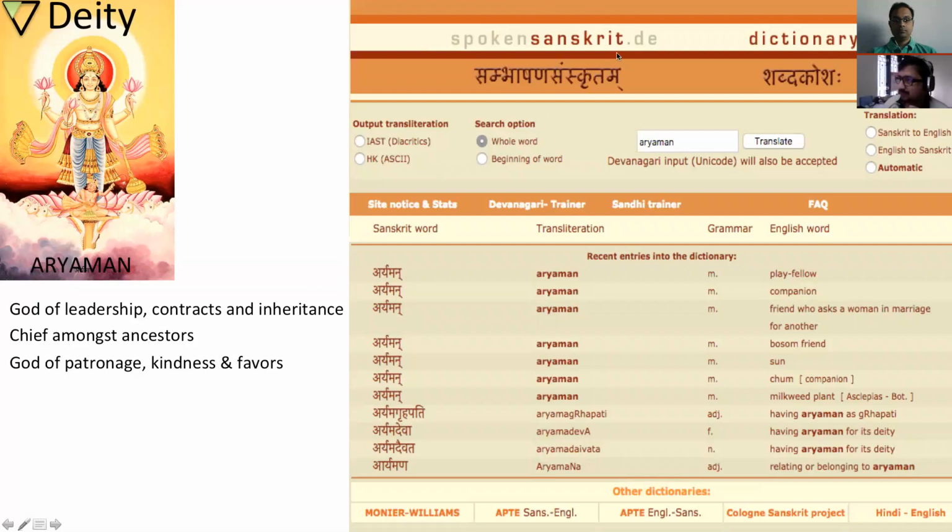What I do is I go into the spoken Sanskrit dictionary, and if you put in Aryaman, you can see that word translates to playfellow, companion, bosom friend, a chum or companion, one who asks a woman in marriage for another. So these are like the best friends who help you out in your romance situations, who help you out in talking to your wives.